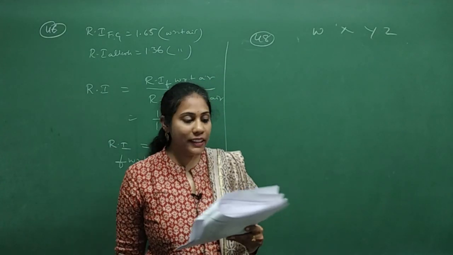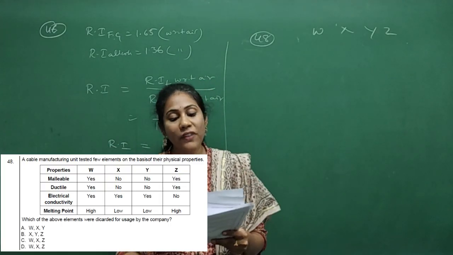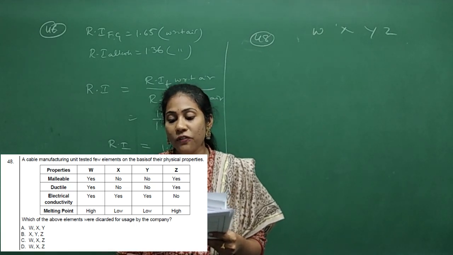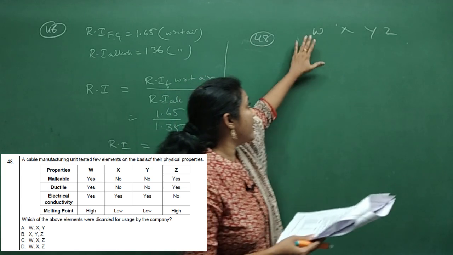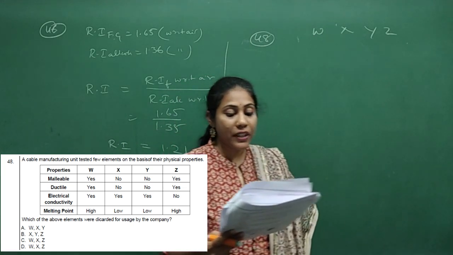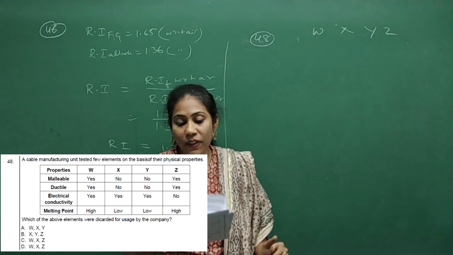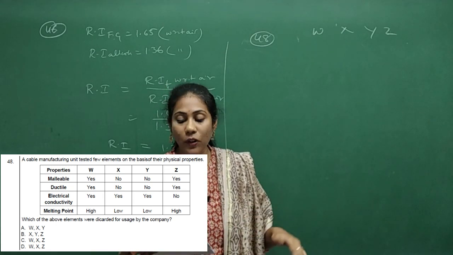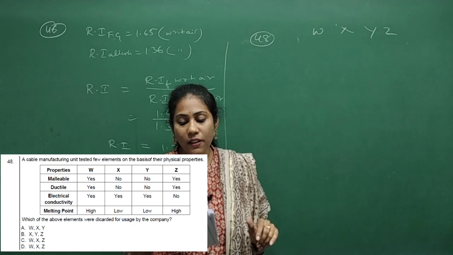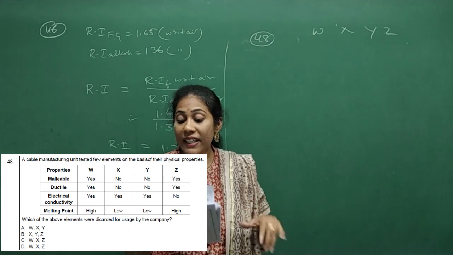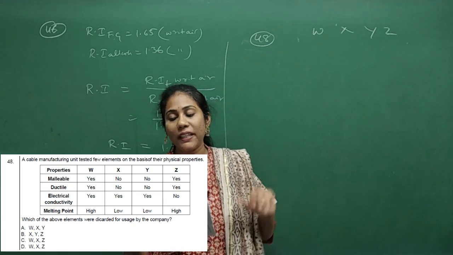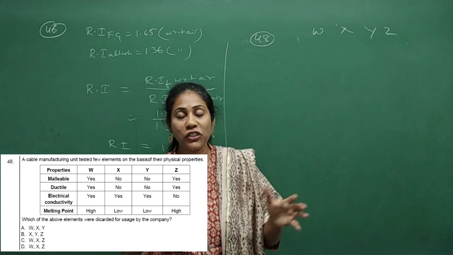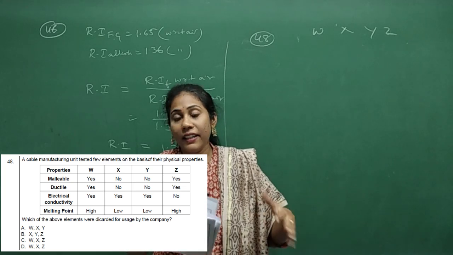Coming to the 48th question, guys, a cable manufacturing unit tested a few elements on the basis of their physical properties. The elements were W, X, Y and Z. Their properties were given: malleability, ductility, electrical conductivity and melting points. And the question asked was, which of the above elements were discarded for usage by the company? Which of the elements did the cable manufacturer discard, neglect?